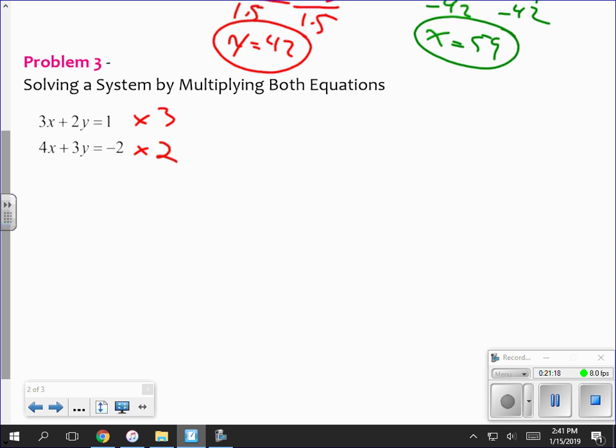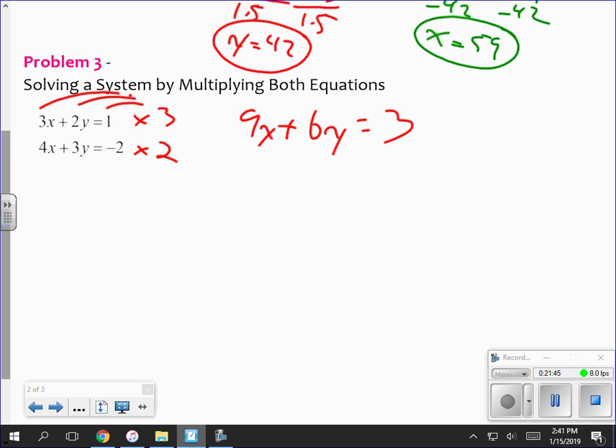everything in the top equation by 3. 3 times the 3 for the x gives me 9x. 3 times the 2 for the y gives me 6y. And then 3 times the 1. Most students, when they make a mistake, that's the mistake they make because they don't multiply the number by everything. Everything times 3. 3 times this, 3 times that, 3 times that.